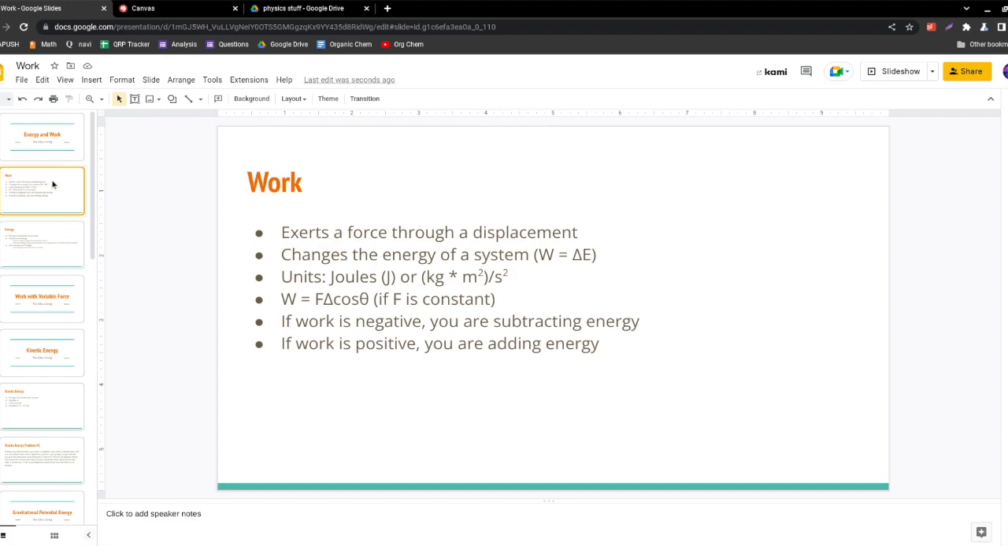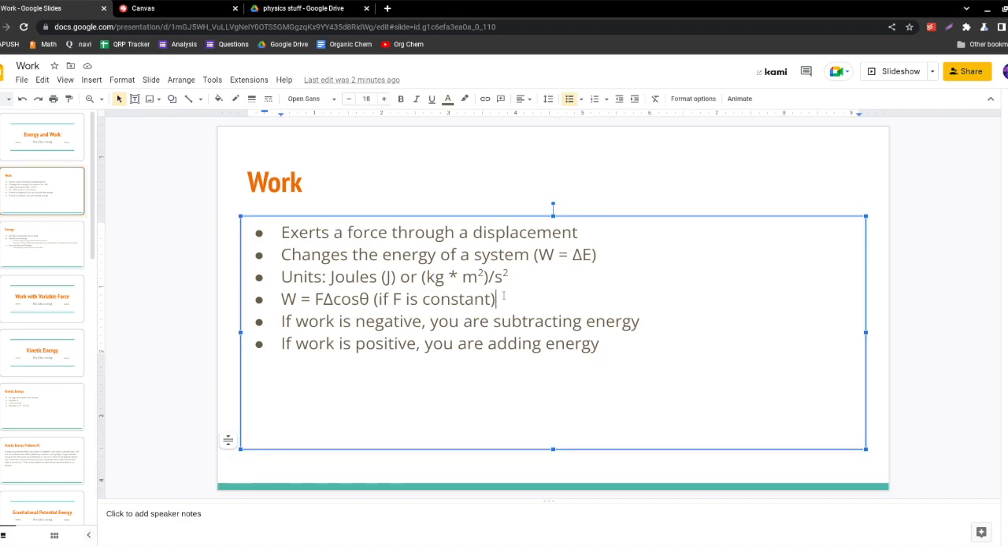Anyway, work is also the change of energy of a system, and we're going to go over energy in just a moment. One of the equations is work equals change in energy, and once we dive into the different types of energies, you can expand this equation. We also have units, which is joules, which are also kilograms times meters squared over seconds squared. And then if the force is constant, if it's the same number throughout, we have an equation where work equals F times, I believe that's the change of x times cosine theta.